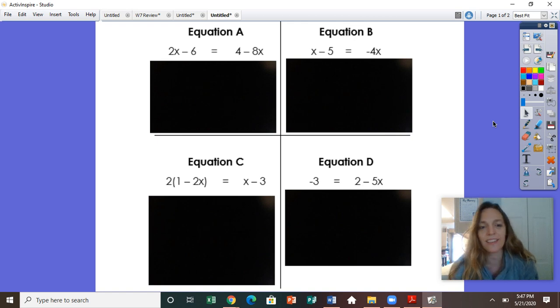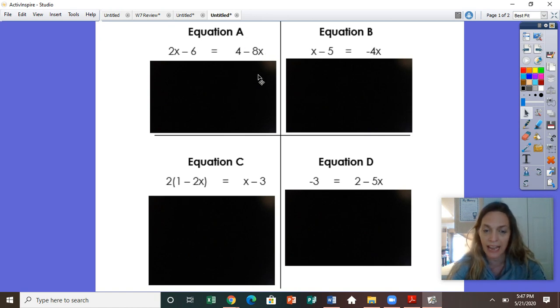Hey guys, so that discussion board question you just did, I want to go over it with you real quick. You might notice that on these four equations, I actually separated out the two sides. That's because when you go to check a solution, you really are checking the two separate sides. You're evaluating the sides.